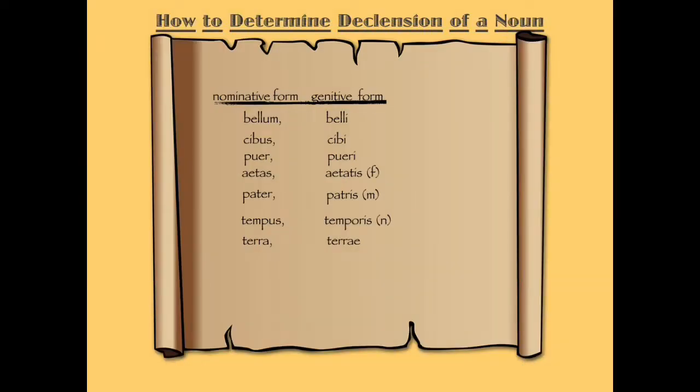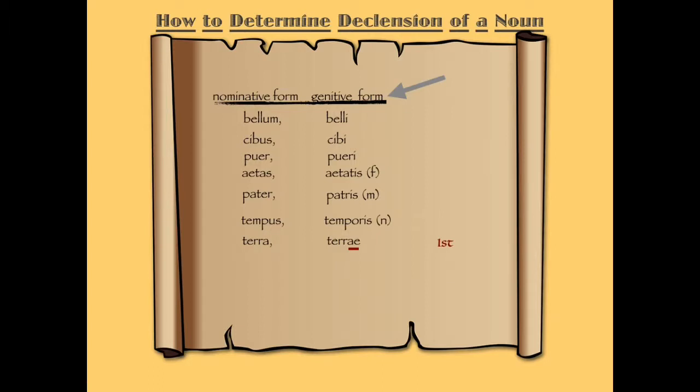Here is a vocabulary list filled with words from the list that you have just finished studying. We want to look at the genitive form of a noun in order to determine its declension. You'll notice that terra, terrae has a genitive form of ae. That indicates it belongs to first declension. All nouns with ae on the genitive will belong to that same declension.